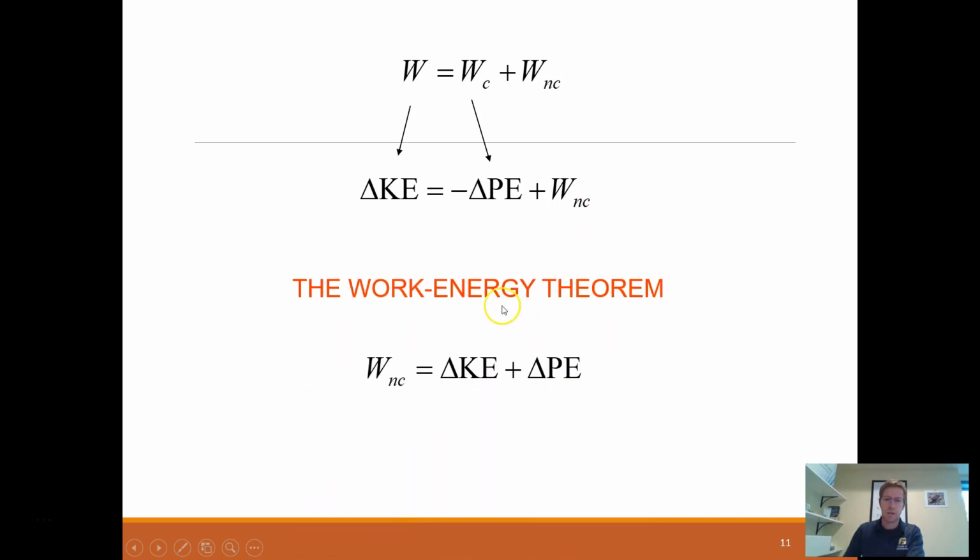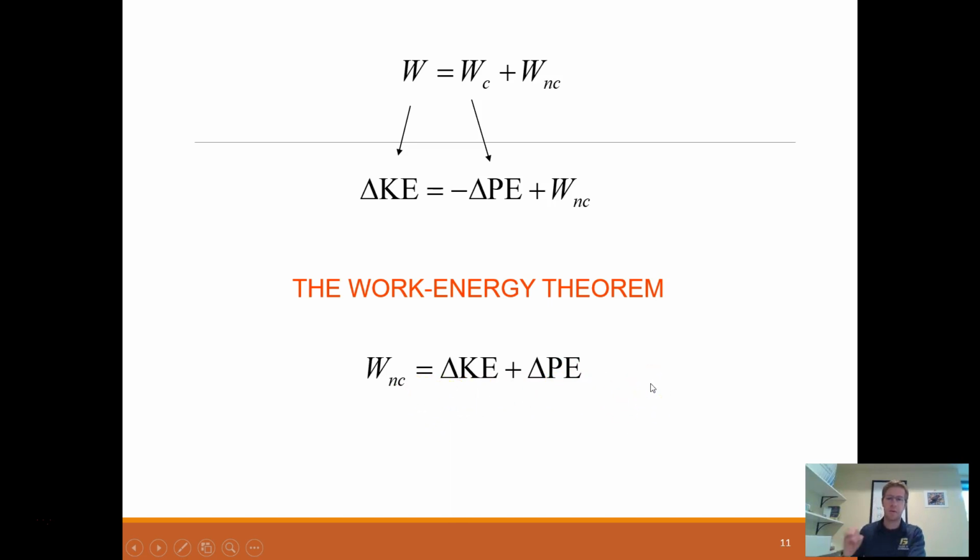And so what this is telling us is that we really can think of the work energy theorem in a new way, that work being done by any non-conservative forces is just equal to the overall change in energy of your system. That's change in kinetic and or change in potential energies. All right, so work done by non-conservative forces is equal to the total overall change.